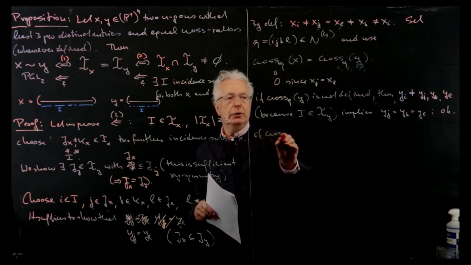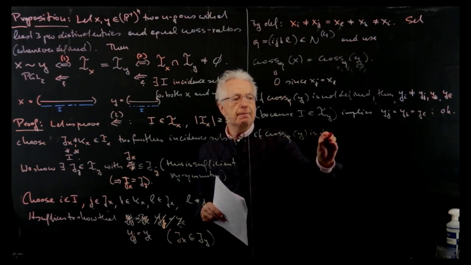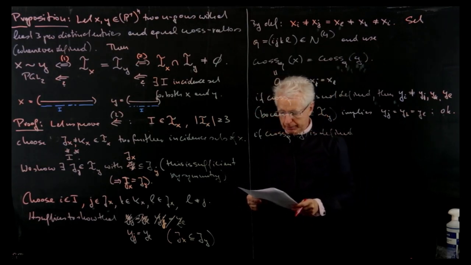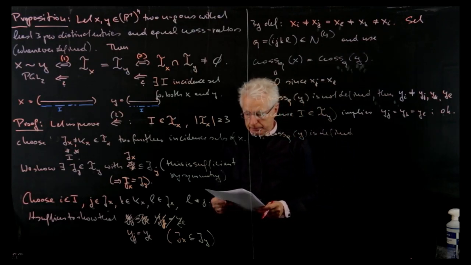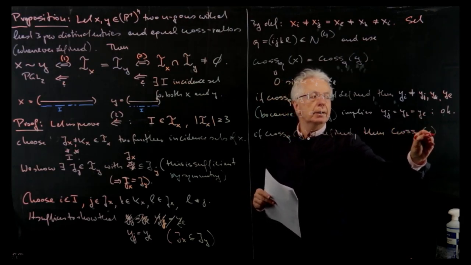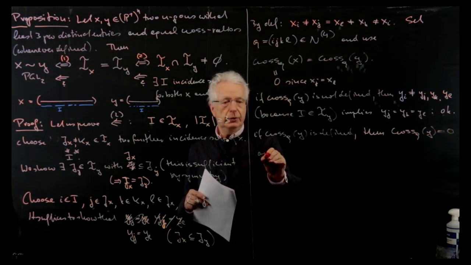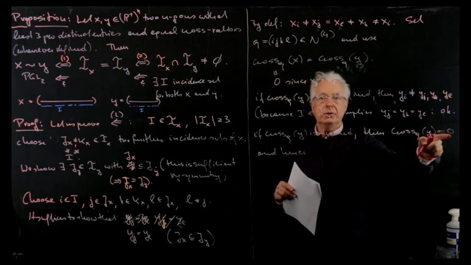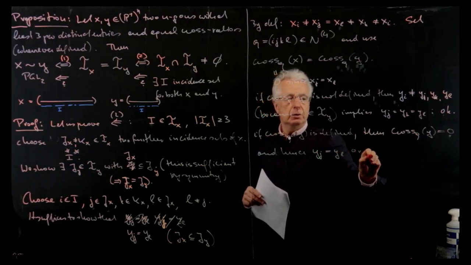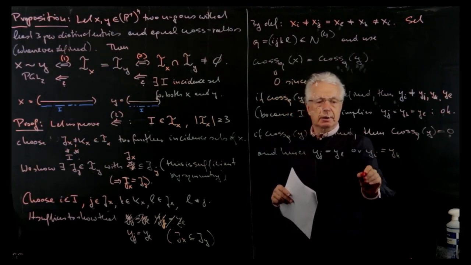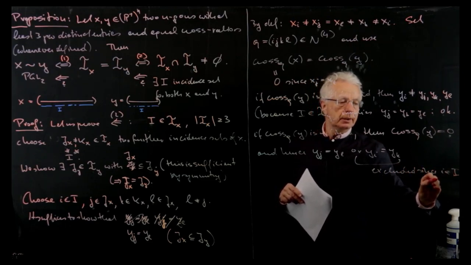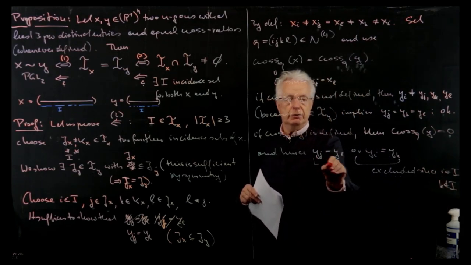If cross ratio qy is defined, then we cannot have three equal values. Then we must have cross ratio qy is 0. And hence, now remember, this is 0 if either yj equals yl or yi equals yk. But this here is excluded, since i is in I and k is not in I. So we have this. OK.